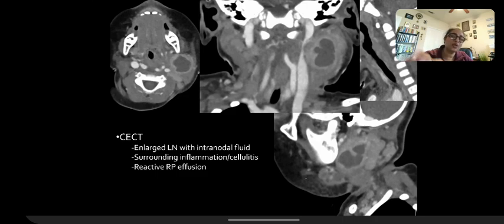But that said, look at the thickness of that wall. It's very, very thick. So it tells me that it's probably just matted lymph nodes or conglomerate lymph nodes, and that nodal necrosis or suppuration has occurred internally. And this is a suppurative lymphadenopathy.